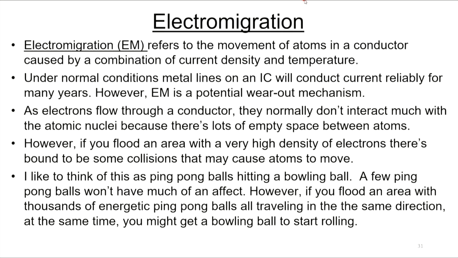Okay, I'm switching gears again. Electromigration now. Electromigration refers to the movement of atoms in a conductor caused by a combination of current density and temperature. And under normal conditions, metal lines on an IC will conduct current reliably for many years. However, electromigration is a potential wear-out mechanism.